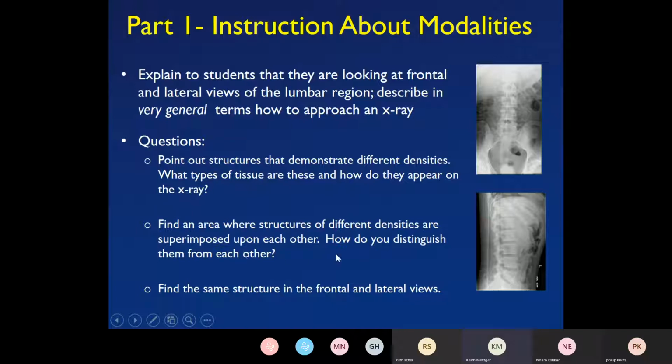So another question, let's find an area where structures of different densities are superimposed on each other. How do you distinguish them from each other? Okay, looking at contours of different types of structures. And then we might say very briefly, pick any structure and find that same structure in the frontal and lateral views. Okay, so let's pick a vertebrae. Let's count and pick the same vertebrae and find it in the two different views. So really very basic stuff. We haven't really talked at all about the lumbar region because at this point, that's really not what we're focusing on. Okay. And so any questions on part one, on what the goal of part one of the station is?